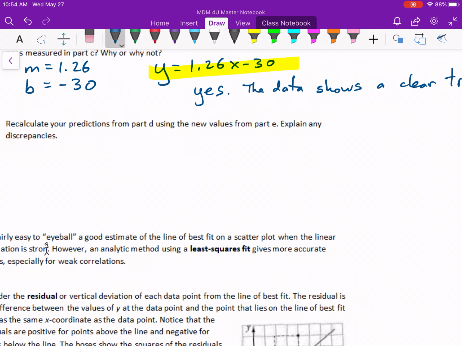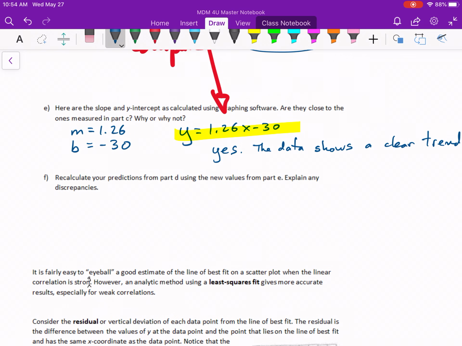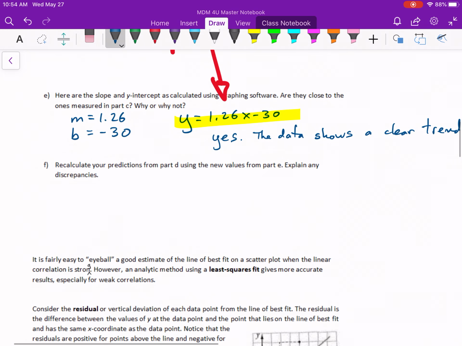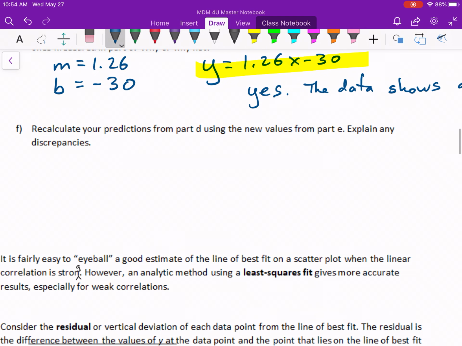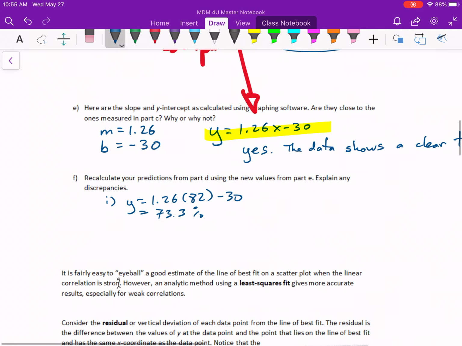Okay, recalculate your predictions from part D using the new values from part E. So in other words, just use the new equation. So y equals 1.26 times, I think it was 82, minus 30. Let's see what we get now. 73.3. Compare that to what we had before, which was 73.4. Whoa, that's pretty good, eh?